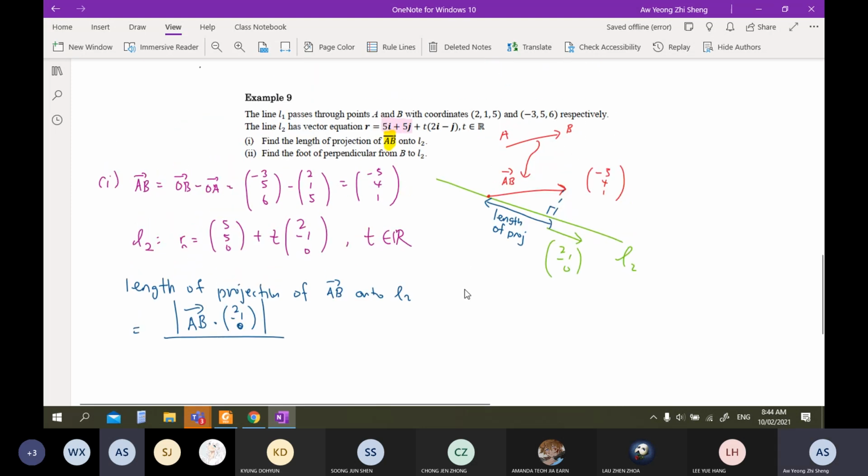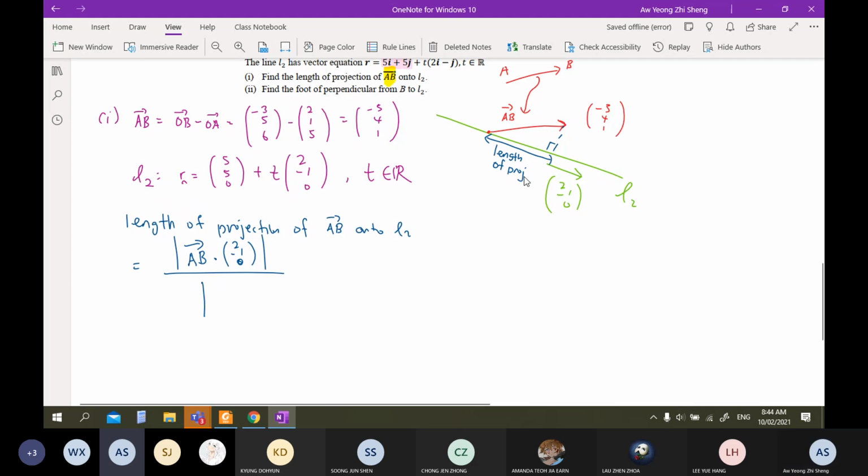Right, and next, you divide by the (2, -1, 0). Okay, so here we are implementing the formula of A dot B over the length of B, where A, the first vector that we use here, is the vector whose shadow we want to find. And the second vector we use is the direction that is parallel to the shadow.